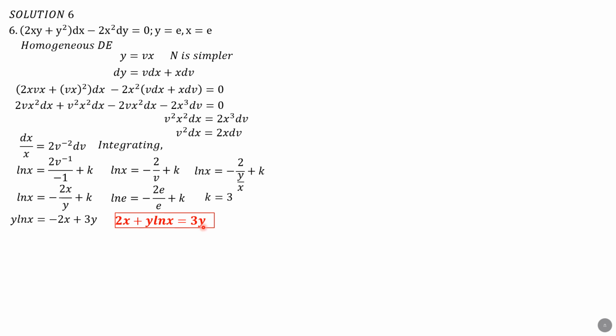So we first divide everything by y because we want to eliminate this constant here. This is the constant 3. So we write that as 2x over y plus ln x after we divide y equals 3. So if we obtain the differential, we cannot eliminate this constant 3 here.